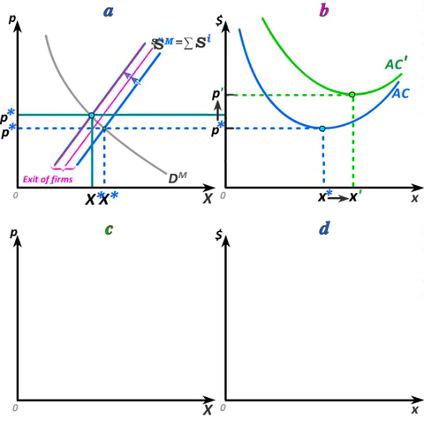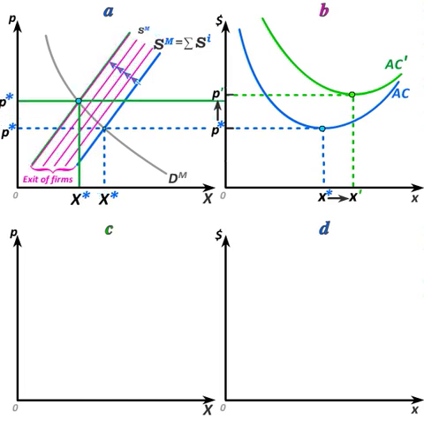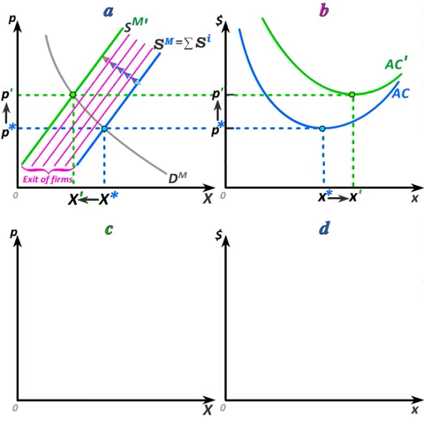The mechanism by which the price increases is that firms must be exiting the industry in order for price to be pushed up to the new long-run equilibrium price level. As firms exit, we move up the demand curve to the new equilibrium where the industry will produce X prime at the new equilibrium price P prime.